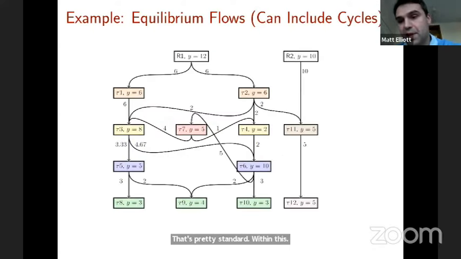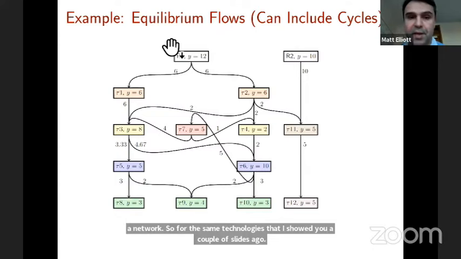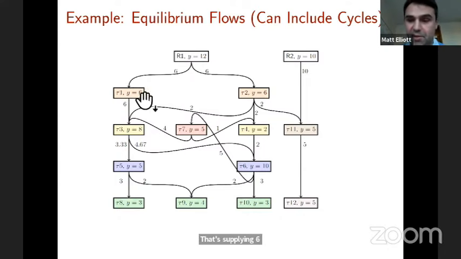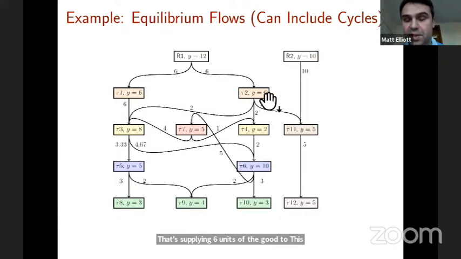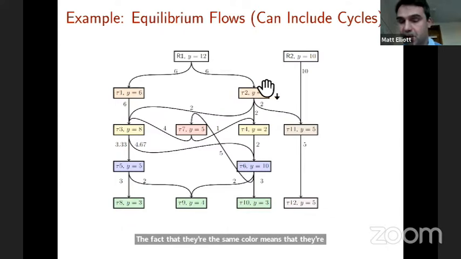An equilibrium is going to induce a flow of goods, and in particular, a flow of intermediate goods. And it's also going to be useful to represent those via a network. So for the same technologies that I showed you a couple of slides ago, this is what an equilibrium might look like. Okay, so here we have one producer of good R1. That's supplying 6 units of the good to this technology, tau one, and this technology, tau two. The fact that they're the same color means that they're producing the same good.